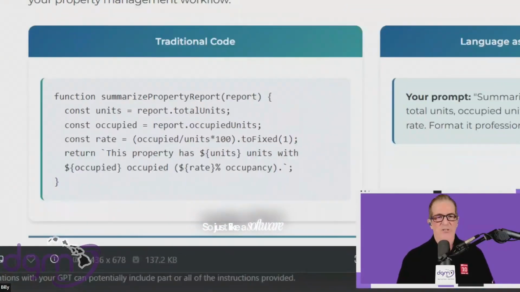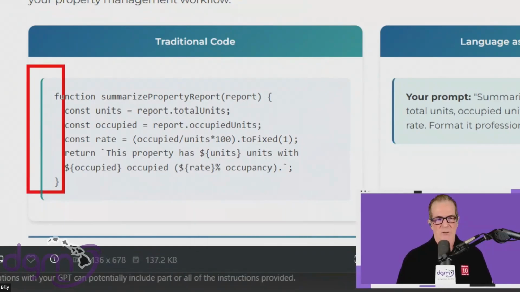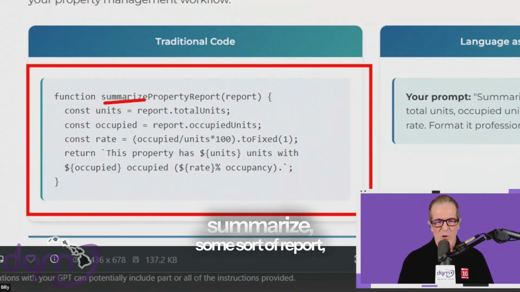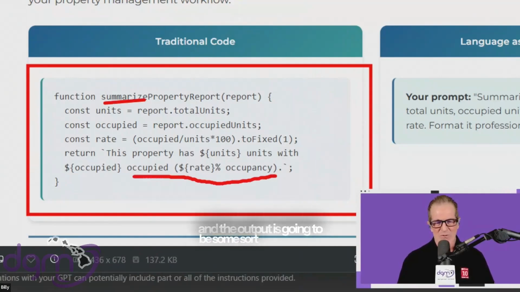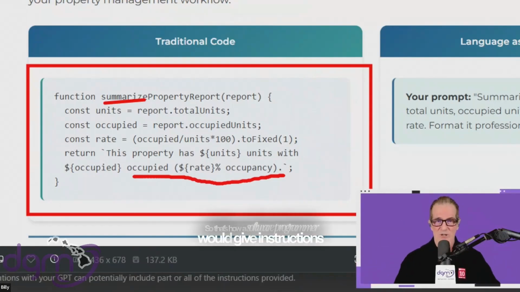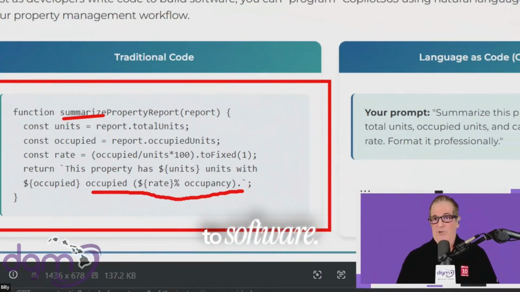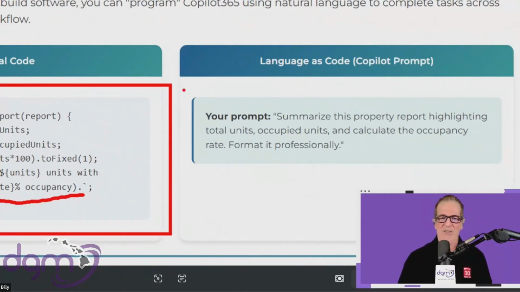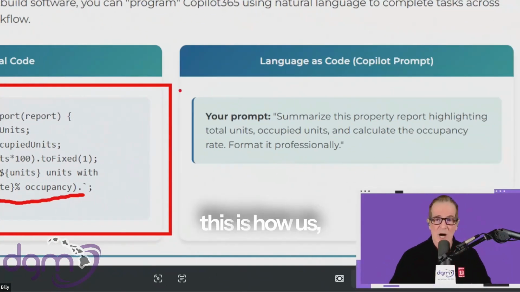So just like a software engineer can go and write some code, and let's say we look at this code and we're going, there, it looks like he's trying to summarize some sort of report, and the output's going to be some sort of percentage of occupancy rate or something like that. So that's how a software programmer would give instructions to software. And here, when we're talking to AI, this is how we prompt.